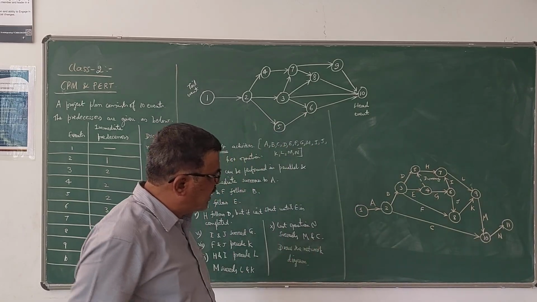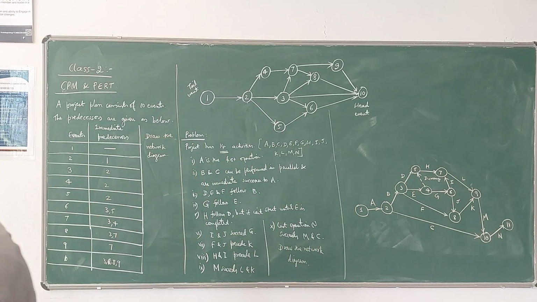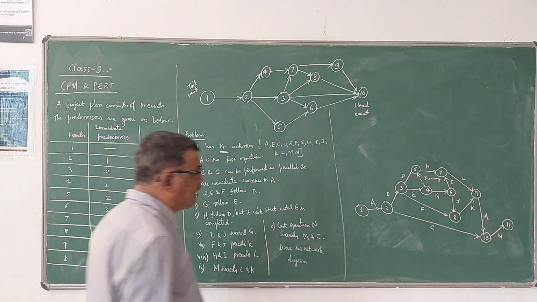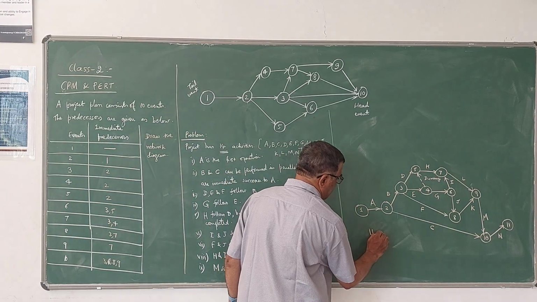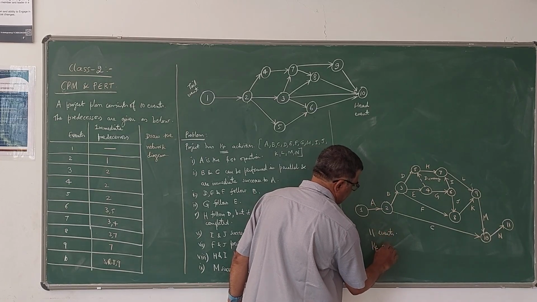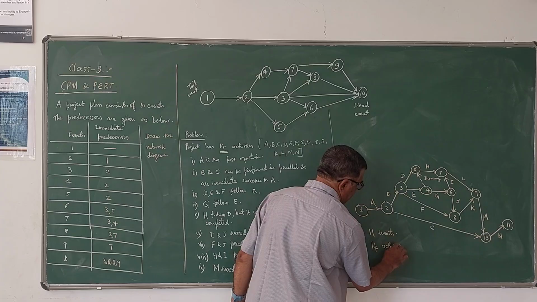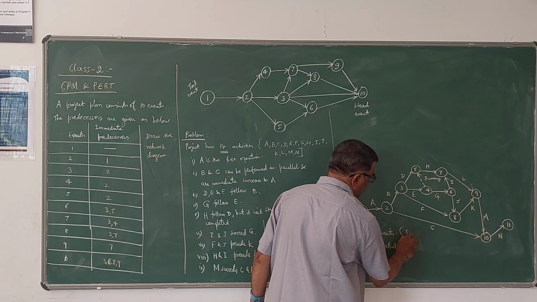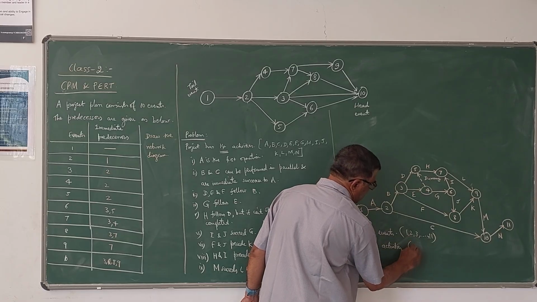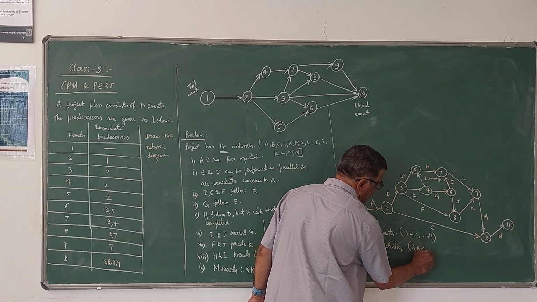So this is the network diagram for the given problem, for the given project plan. You can see here there are 11 events and there are 14 activities. So events I have denoted as 1, 2, 3, 4 up to 11. Activities are A, B, C, D up to N.